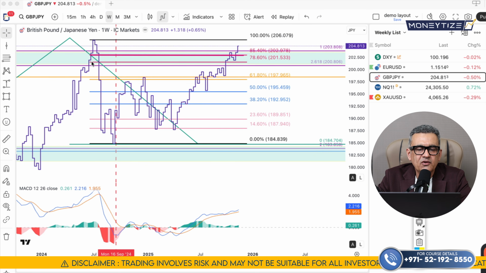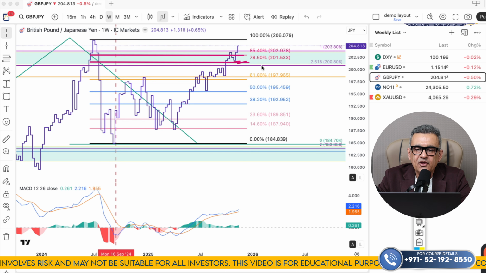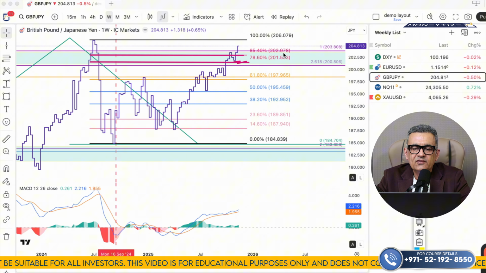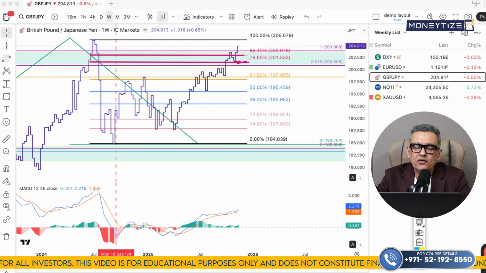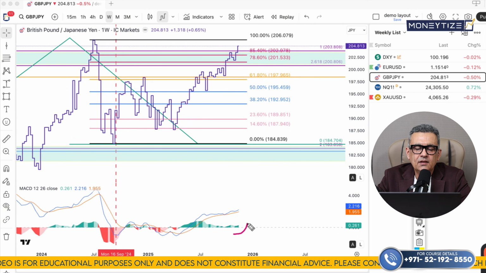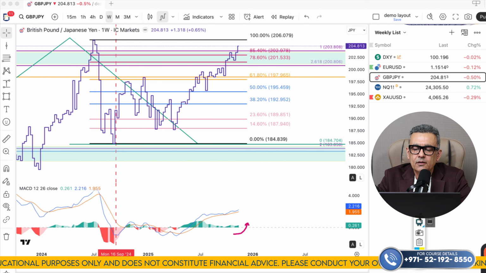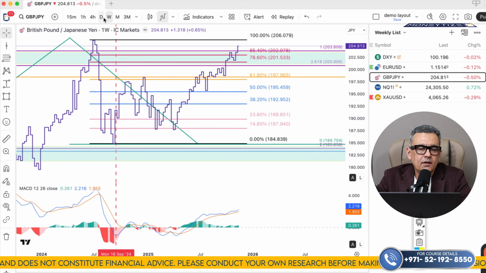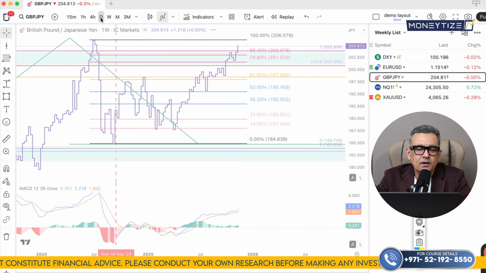So the area which falls in between 78.6 and 85.4 is now crossed, and it is going to act as our local support. So 201.53 to 202.97 is the weekly support zone for GBPJPY, and momentum is rising in the bullish direction on the weekly chart. So monthly remains bullish to me and weekly is bullish to me. I'm switching to daily chart now.